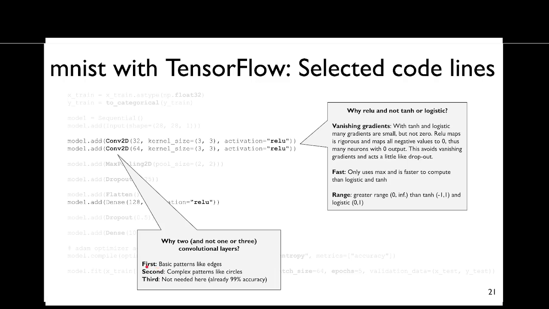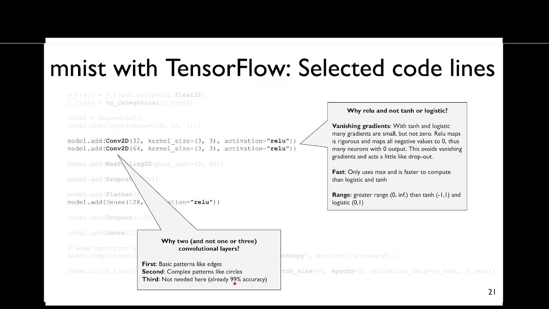In the first layer of the 32 kernels, we allow the neural network to create basic patterns like edge detection that I showed in the example. And in the second layer, these basic patterns like edges can be composed and more complex patterns can be derived, like circles and stuff, so that we can capture an 8 or a 9. A third layer is not needed because we were already at 99%.